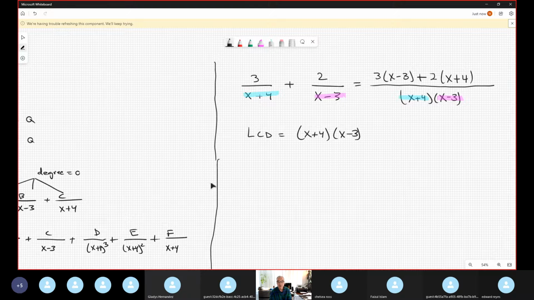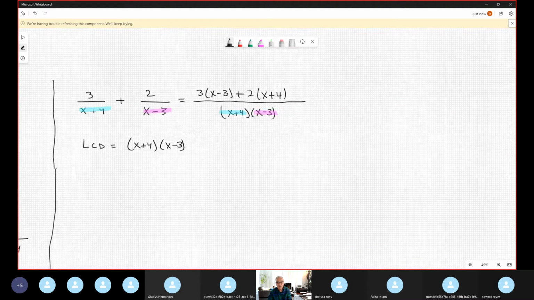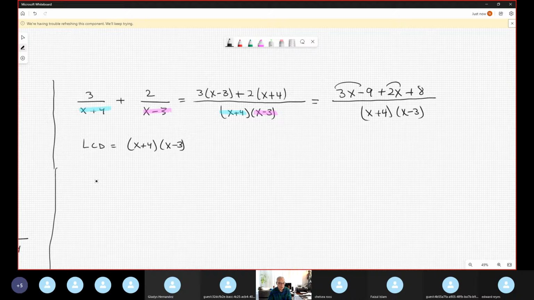Okay, and now the rest is super easy. Apply the distributive property, and why not combine like terms? The 3x minus 9 plus 2x plus 8. The denominator stays the same. Now we combine this and this, like terms: 5x, and negative 9 plus 8 is minus 1. I suppose that everyone follows me because this is elementary intermediate algebra. Yes or no?